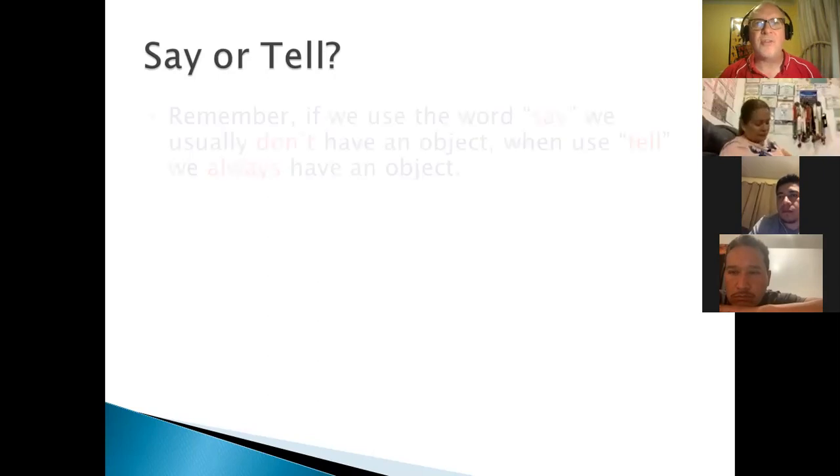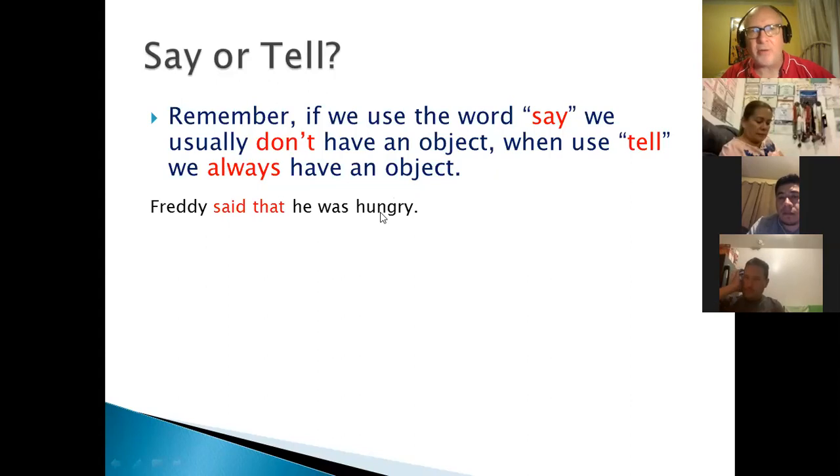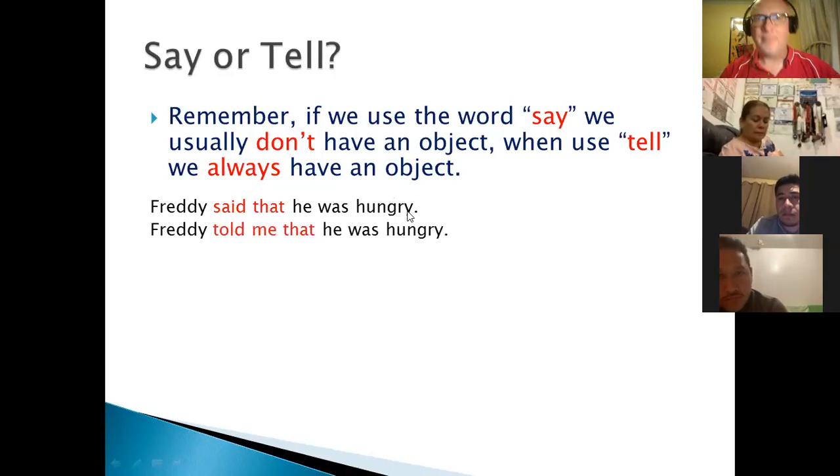So look at the difference, right? If we have say, we usually don't have an object. When we use tell, we always have an object. By object, I mean a person. Example, Freddie said that he was hungry. Okay, no problem. But Freddie told me that he was hungry, right? If you say said, you don't say me. Only when you say told. Told me.